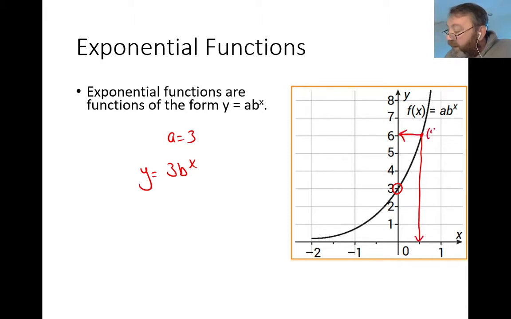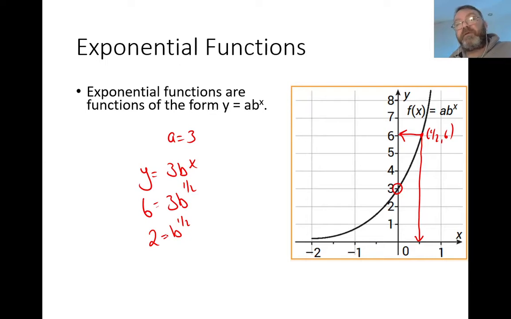That point is a half, 6. So that means x equals a half, y equals 6. Fill them in: 6 equals 3b to the power of a half. Okay, now divide both sides by 3. 2 equals b to the half.